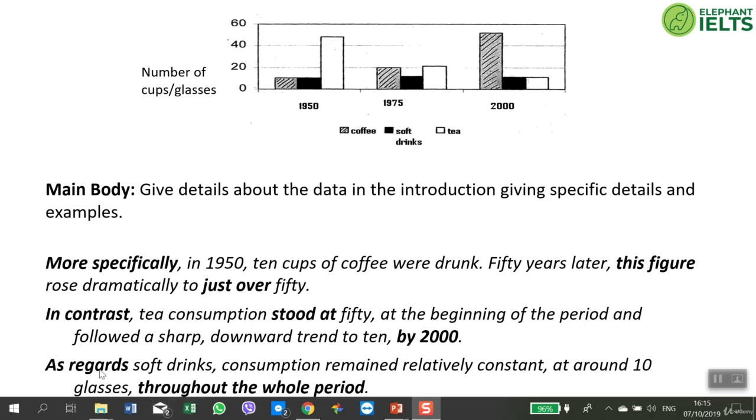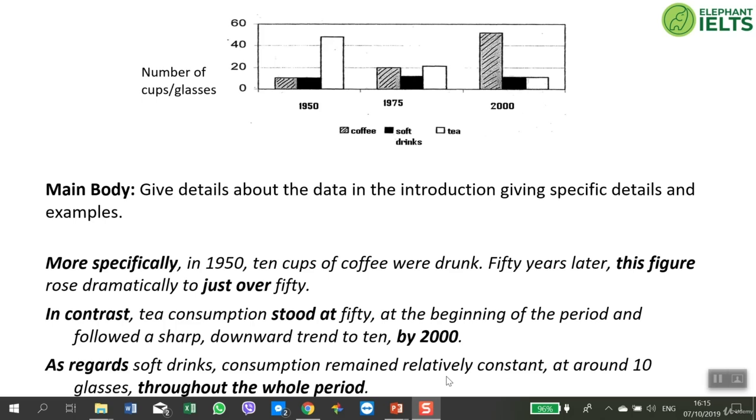So I go on now to talk about soft drinks. I cannot leave any of the drinks out. Even if they are insignificant, I must still talk about them. So let's describe what happened with soft drinks. As regards soft drinks, consumption remained relatively constant at around 10 glasses throughout the whole period. So again, I use "as regards" now from my language bank, "remained relatively constant."